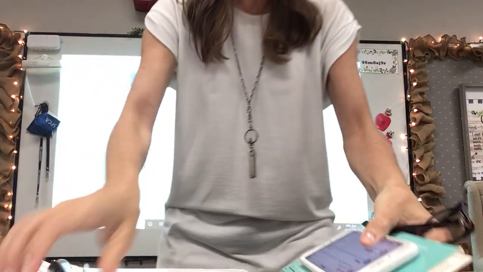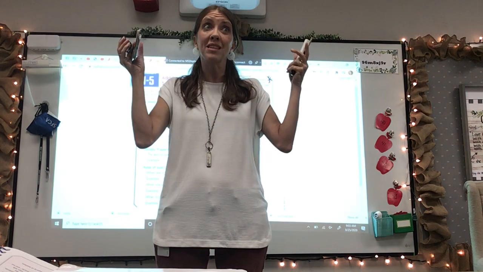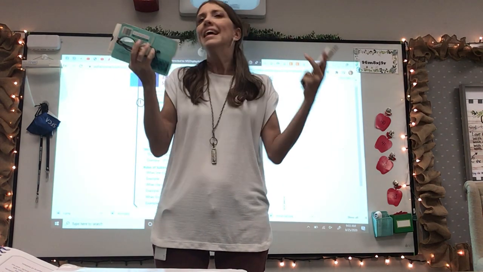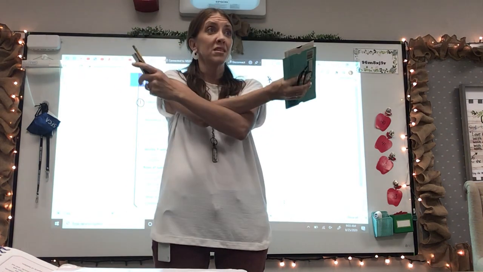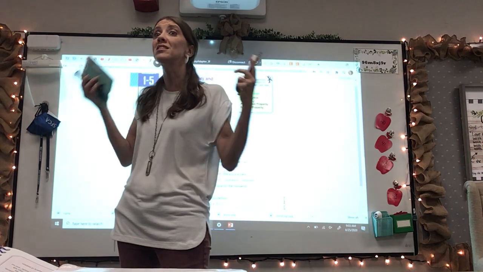5. Now I have 2 things in this hand and 3 things in this hand. How many total do I have? 5. Does it matter which order? No. It does not matter. They can commute back and forth and back and forth, and you still get the same sum.